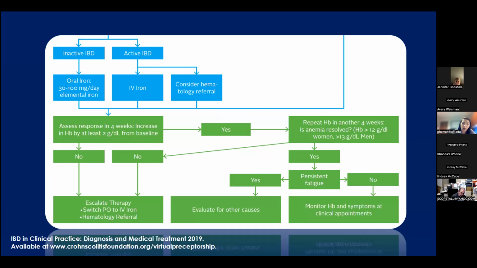up titrate their iron, so either switch from oral to IV, or maybe do a couple more IV iron infusions to see if their hemoglobin increases in 4 weeks. So just like with their IBD, I treat to target with IV iron or oral iron. I always make sure to check every few weeks to see if they've made a response. And if they haven't had a response, then I change something about the therapy.